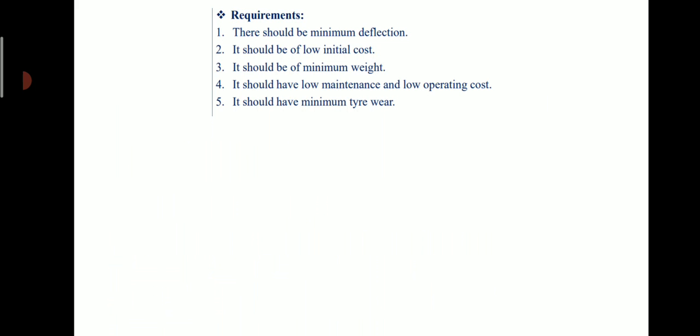There should be some requirements of a good suspension system. What are these? There should be minimum deflection. Suspension system should be of low initial cost. Suspension system should be of minimum weight. Suspension system should have low maintenance and low operating cost, and it should have minimum tire wear.